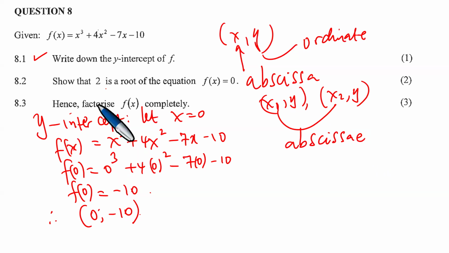We found the y-intercept, and the y-intercept is this. It is a set of coordinates called an ordered pair that has both the abscissa and the ordinate listed in order, and hence this is called an ordered pair.